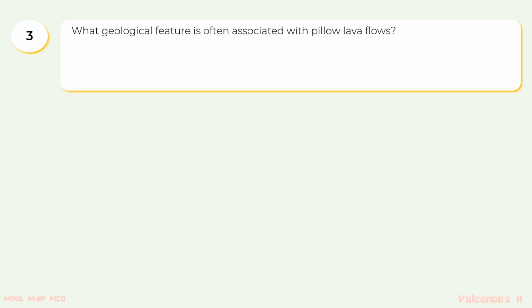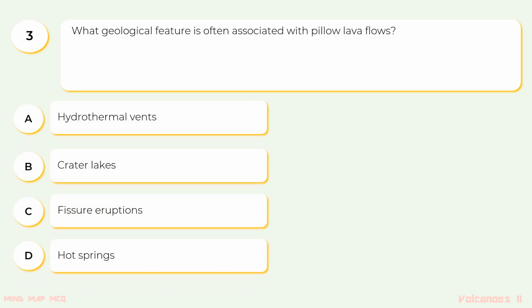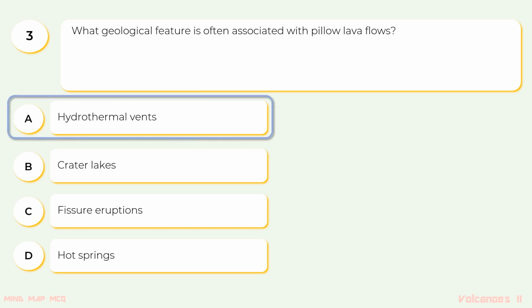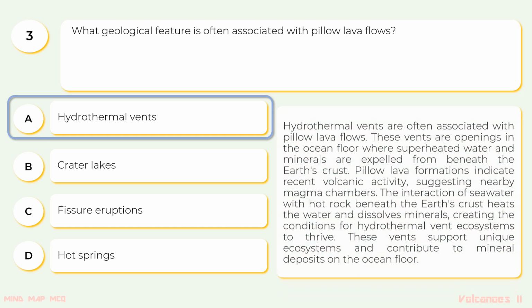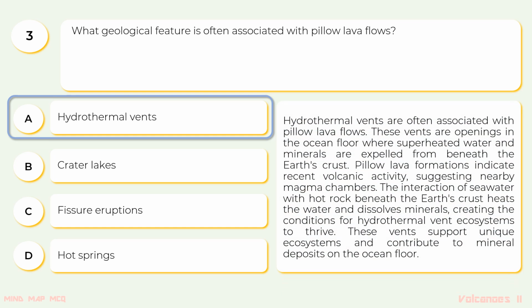3. What geological feature is often associated with pillow lava flows? The options are A. Hydrothermal vents, B. Crater lakes, C. Fissure eruptions, or D. Hot springs. The correct option is A. Hydrothermal vents. Hydrothermal vents are often associated with pillow lava flows.